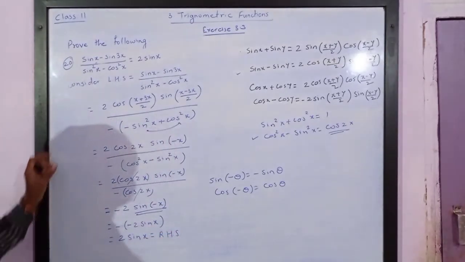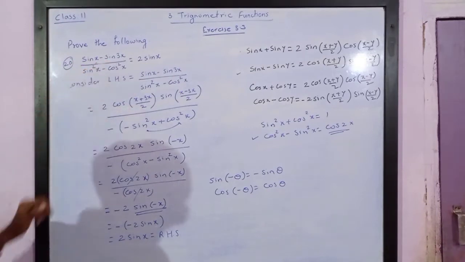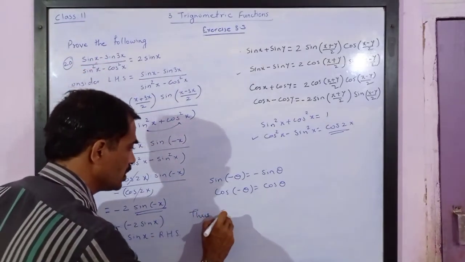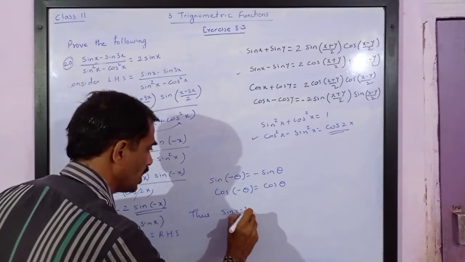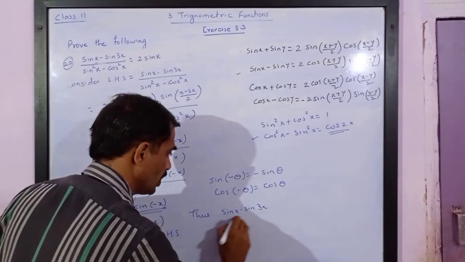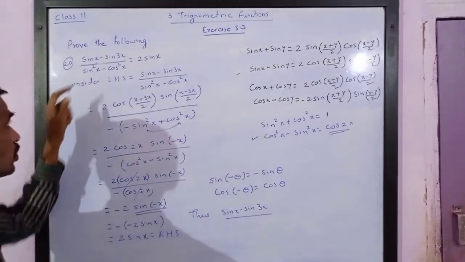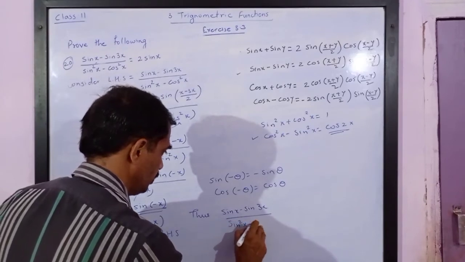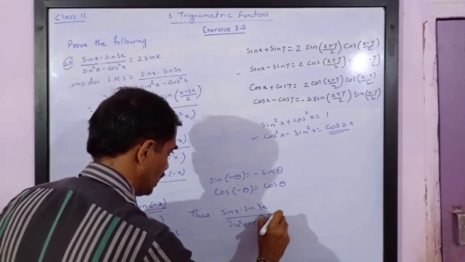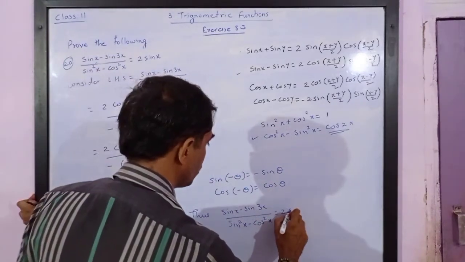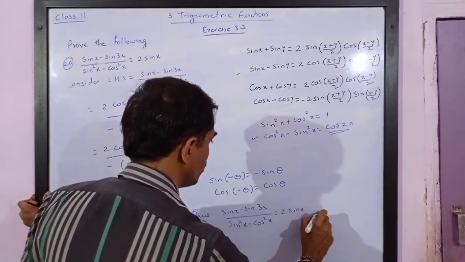It means that sin x minus sin 3x. Thus I can say that sin x minus sin of 3x upon sin square x minus cos square x is equal to 2 sin x, is true.